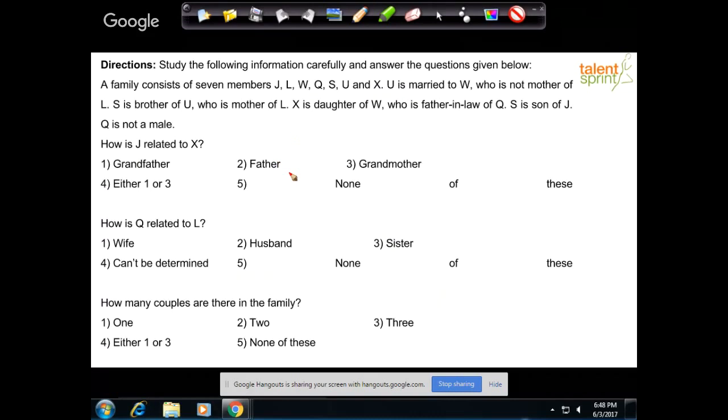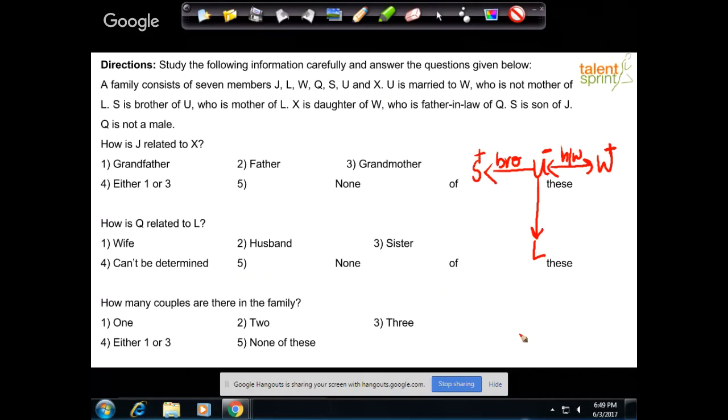Okay, let's take the diagram step by step once again. So they tell us that U is married to W. So we start with U is married to W. Notice we do not know the genders yet. Then they tell us S is the brother of U. Since S is the brother, S will be male. Done. Then they tell us U is the mother of L. Notice the gender of L is not known. If U is the mother, U and W being married, W becomes the husband. He becomes male.